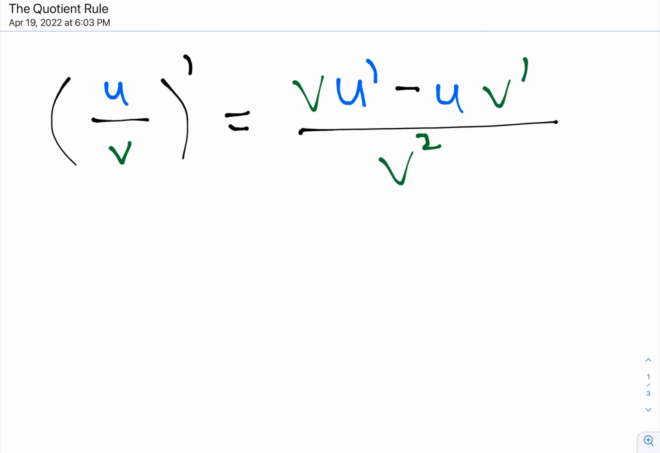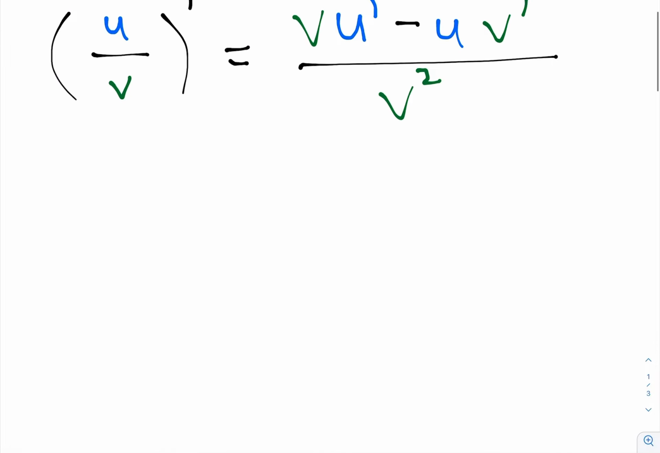So you have to be mindful that the function v has to start your numerator and be multiplying into u prime. This product has to be before the minus sign. So you're subtracting u times v prime from v times u prime. Once you get this difference, you're going to be dividing by the function v squared.